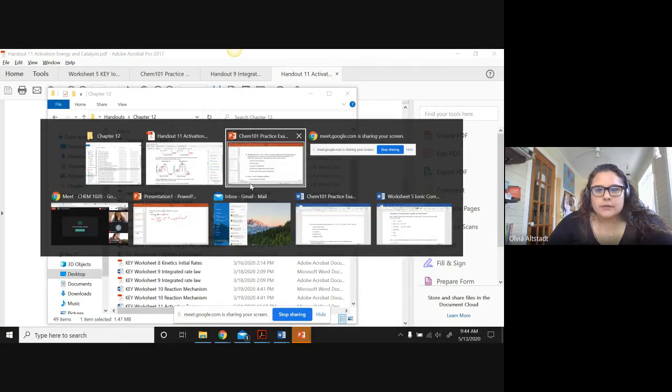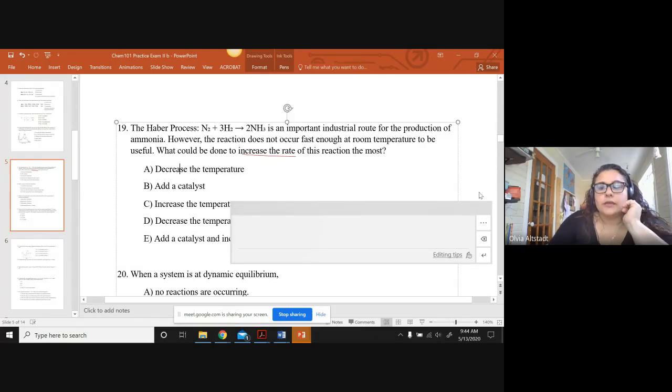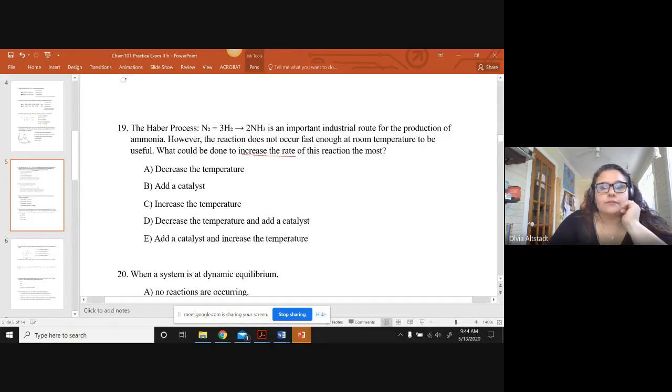So I'm coming back here. Now it says, how can we increase the rate of this reaction the most? In that handout, we discussed temperature, but we didn't decrease the temperature. We want to increase the temperature. So we want to add a catalyst. A catalyst is also on handout 11, and it is a good way to make the reaction go faster because you decrease the activation energy. A catalyst will decrease that bump so the reaction can happen faster. So this is a good option.